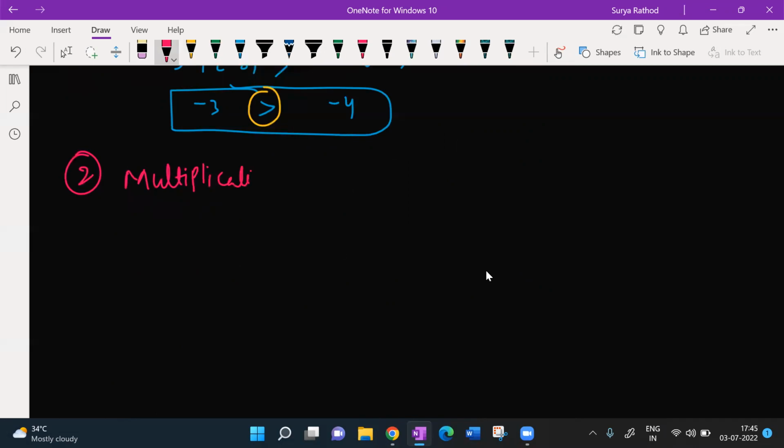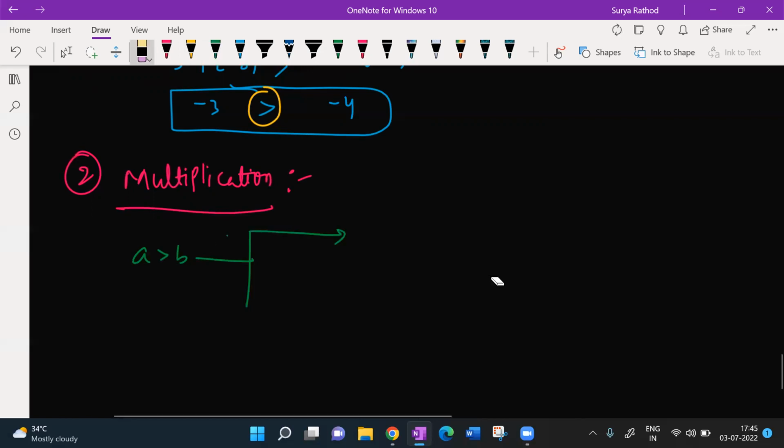Multiplication. Okay, multiplication. Cool. So here, first, suppose you have a number again. Let's say that A is greater than B. What you are doing here is multiplying with a number called C on both sides. Understood my point? You are multiplying with C on both sides.